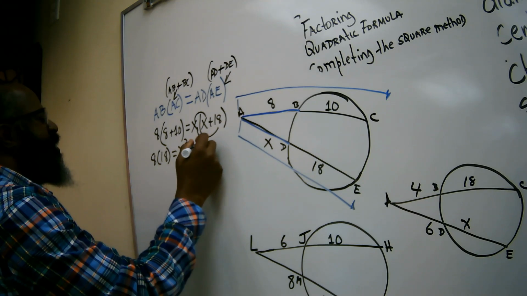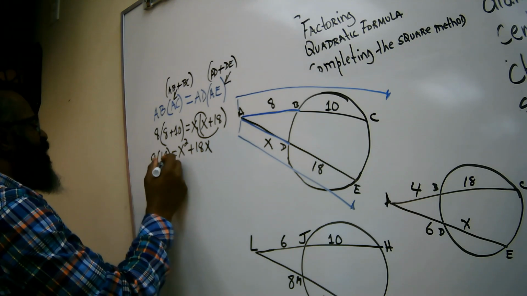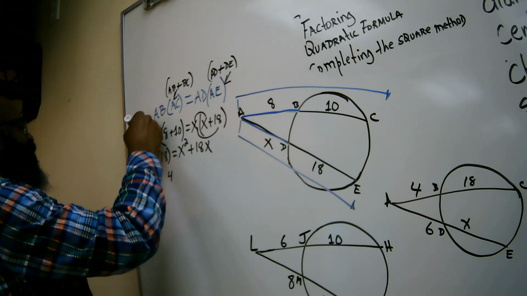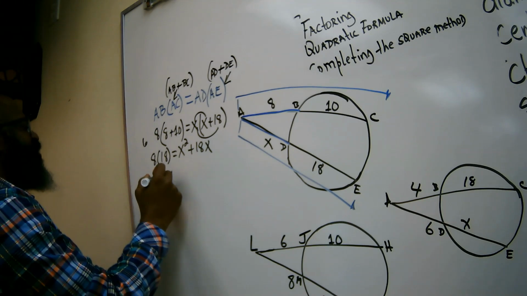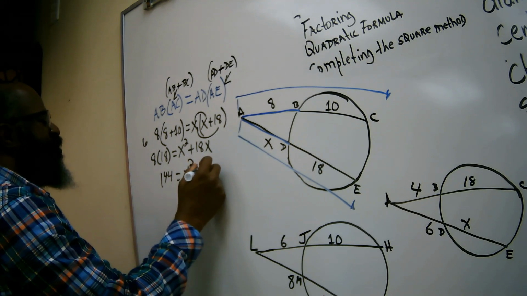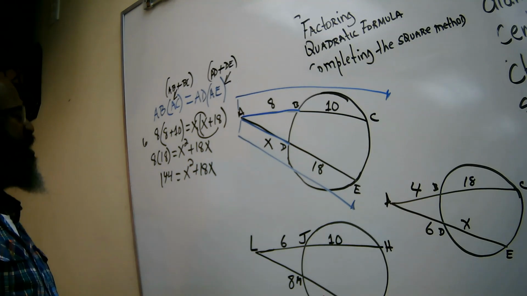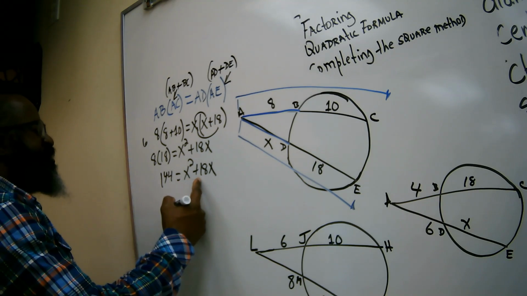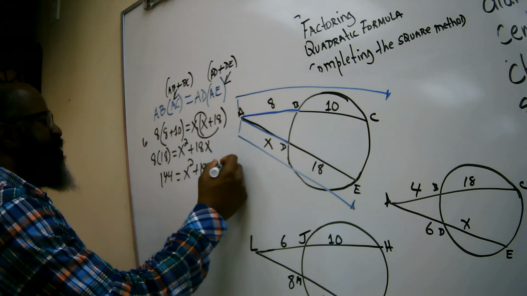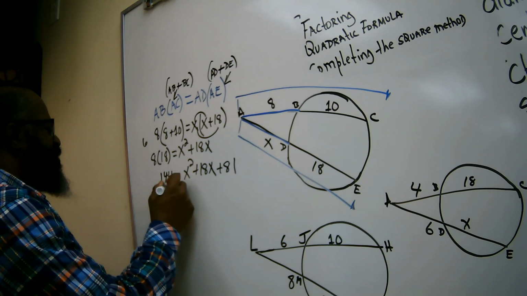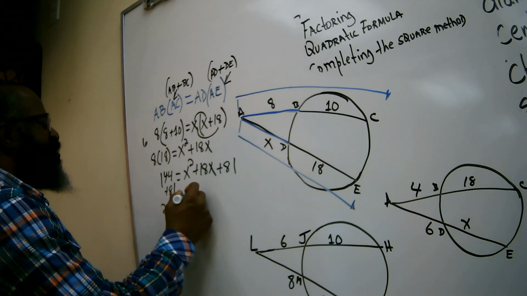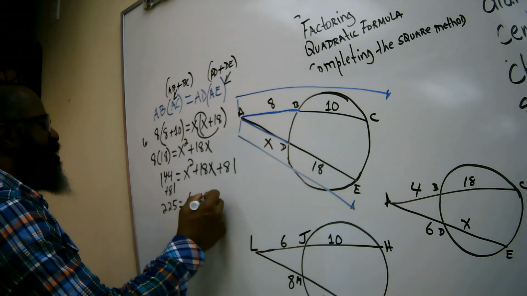Plus 18x. Then you multiply 8 by 18, that will give you 4, carry 6, that will give you 8, 144. Then you will have this. In this case, you will end up with a quadratic, so you can do completing the square. You take half of 18, that will give you 9, then you square it, that will give you 81, then you add 81 on this side. So we'll end up with 225 is equal to x plus 9 squared.